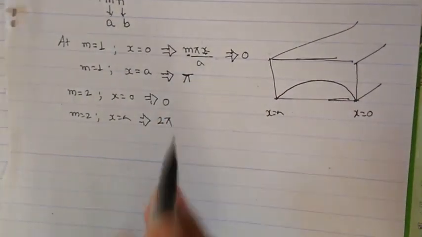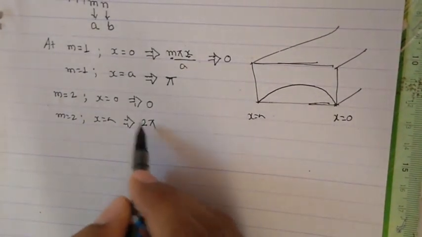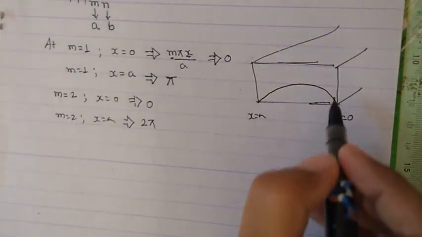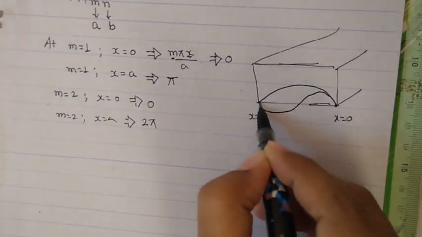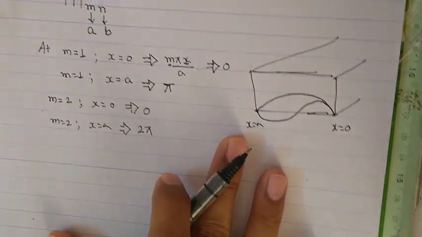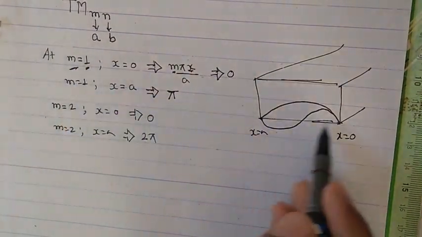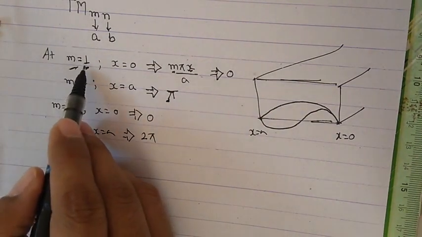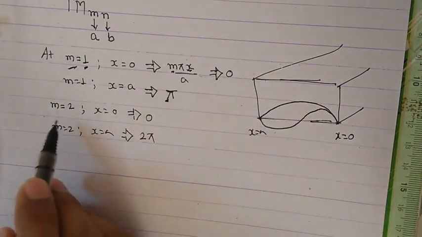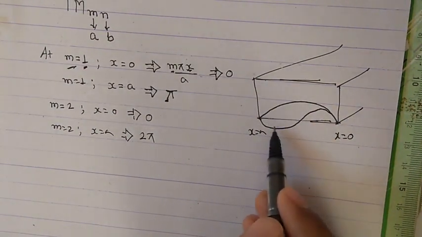So what does it mean? You have two half field variations along the broader dimension, like this. So what exactly does m indicate? It indicates the number of half field variations along the broader dimension. If m equal to 1, there is one half field variation. If m equal to 2, there will be two half field variations along the broader dimension of your waveguide.